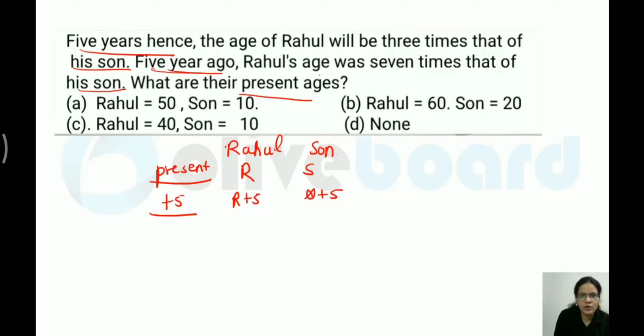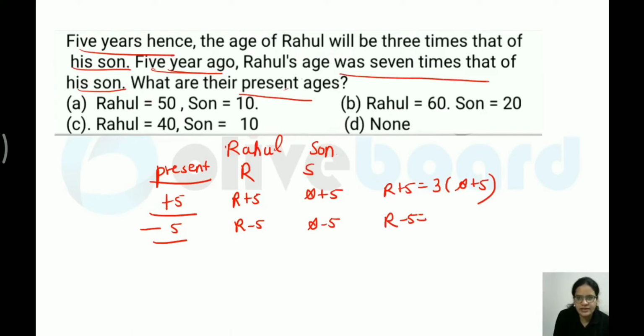What is given? 5 years ago it was 7 times. So 5 years ago means minus 5. This will be R minus 5 and this would be S minus 5. So what would be your first equation over here? Rahul's age would be 3 times. So R plus 5 is 3 times of S plus 5. Okay, so you can substitute the value. That way also it will be easy. And R minus 5, it is 7 times of his son, so S minus 5. Okay, so using substitution, easily you can check. So for example, if I am writing 50, this will become 55.